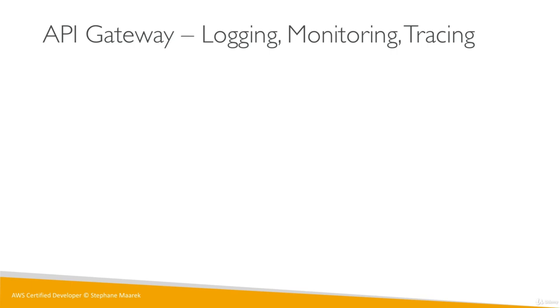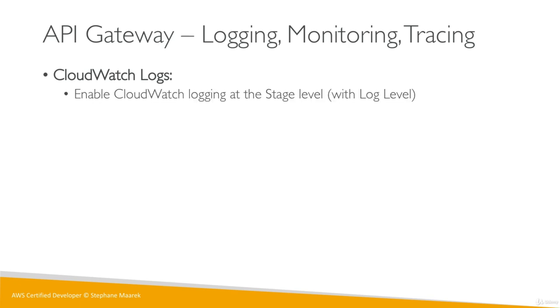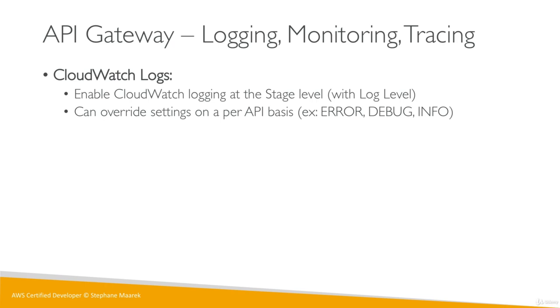Now, the really cool thing with API Gateway is that you can have logging, monitoring, and tracing. So it's integrated with CloudWatch Logs, and we just need to enable it, but we need to enable CloudWatch Logging at the stage level, and then we can override it on a per API basis if you want error logs, debug logs, info logs, etc.